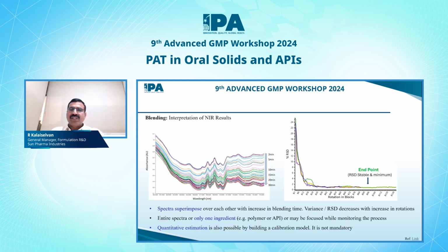Here is a bunch of NIR spectra, which show overlap with each other at the bottom, whereas they are not that similar at the top. That is because the spectra at the top are from a 2 minute observation, and at the bottom from a 30 minute observation. As time progresses and blending rotation increases, the uniformity increases. That's why in the adjacent picture, the RSD or variance is decreasing, reaches a minimum value, and gets stabilized to find an endpoint.